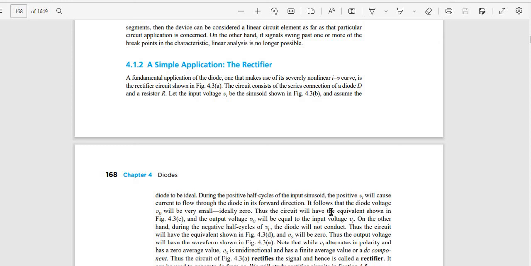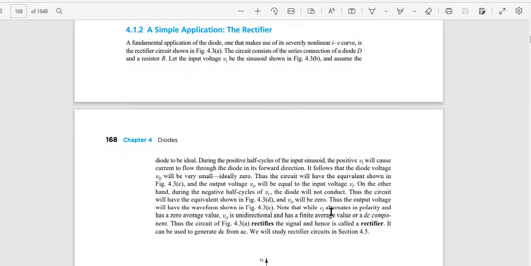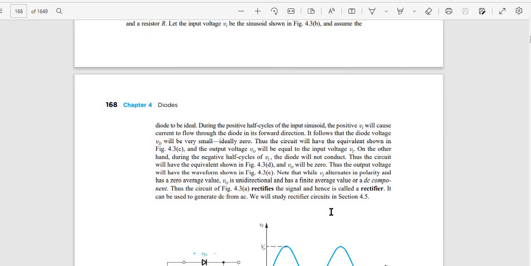It follows that the diode voltage Vd will be very small, ideally zero. Thus, the circuit will have the equivalent shown in figure 4.3c. The output voltage VO will be equal to the input voltage V1. On the other hand, during the negative half cycle of V1, the diode will not conduct. Thus, the circuit will have the waveform as shown in figure 4.3c.